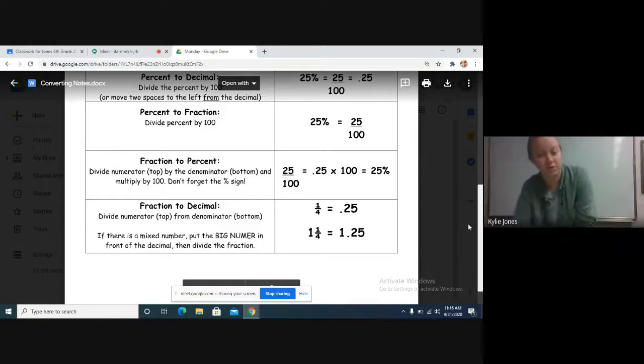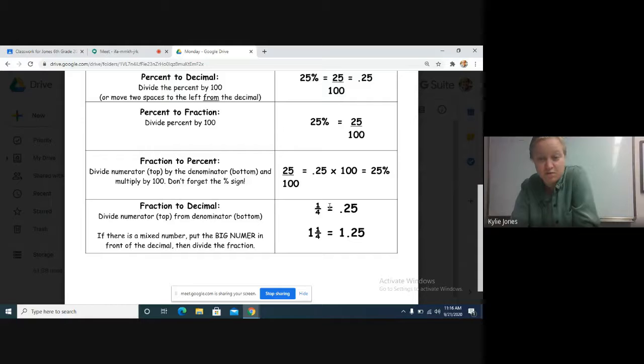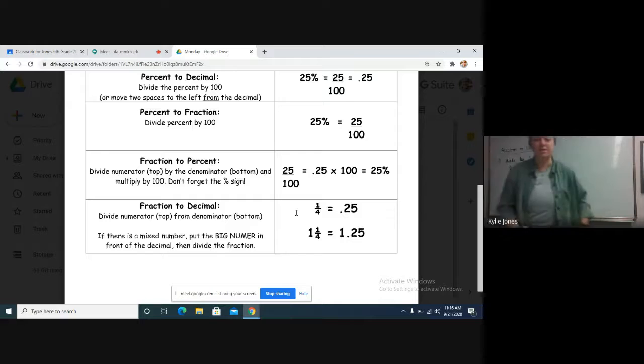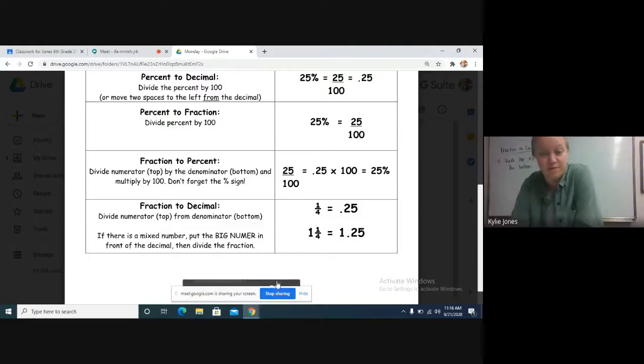You're going to take your numerator, the top, and divide it by the denominator, the bottom. So in this case, 1 divided by 4. And basically, you have to add your decimals and your zeros to your division problem, and it creates a decimal for you. So the first thing you do is divide top by bottom. Well, that's the only step. There's only one step in this one. Divide the top by the bottom.